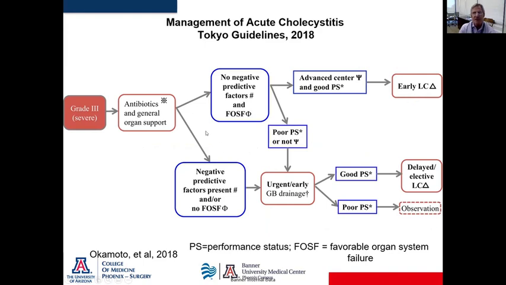But the patients who have severe organ system dysfunction, or very poor performance status, they are the ones who are the best suited to an urgent or early gallbladder drainage, either percutaneously or endoscopically. In those patients who have good performance status, then go on to a laparoscopic cholecystectomy, whereas those who are extremely ill may never go on to a cholecystectomy, but be observed for other factors.